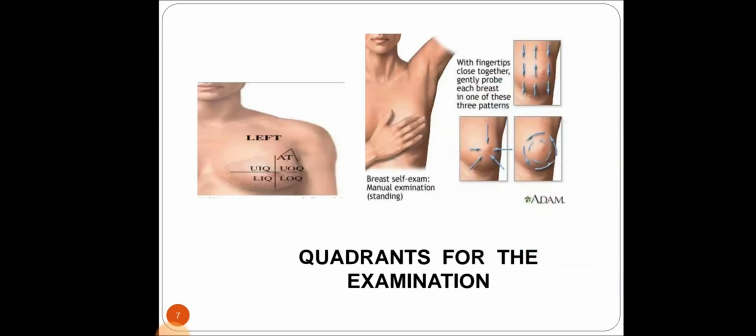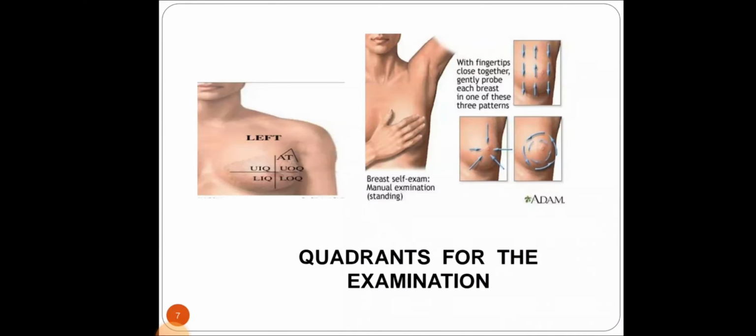Next, it is the quadrants. The breast is divided into four quadrants: upper inner quadrant, upper outer quadrant, lower inner quadrant, and lower outer quadrant. So quadrant wise examination has to be performed. That is another important point that has to be seen.